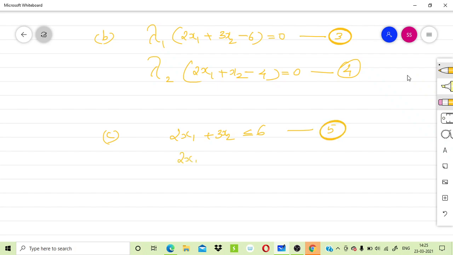Now 2x1 plus x2 less than or equal to 4 also, so this is 6. Then the D condition is lambda i, for maximization, greater than or equal to 0. So lambda 1 greater than or equal to 0, and lambda 2 greater than or equal to 0. This is equation number 6.